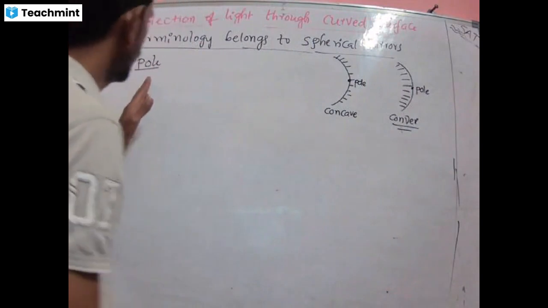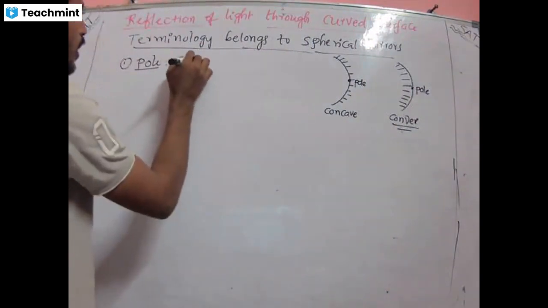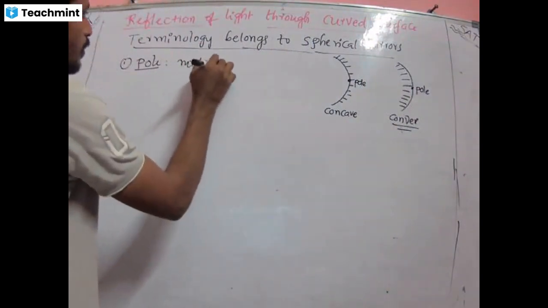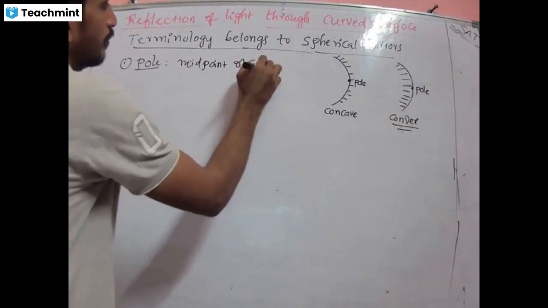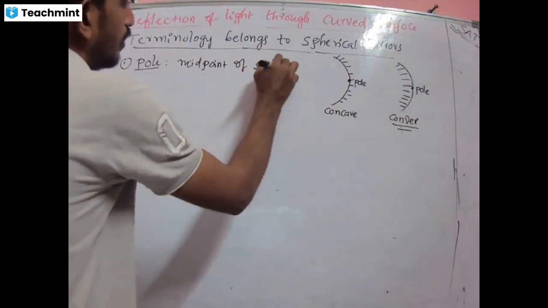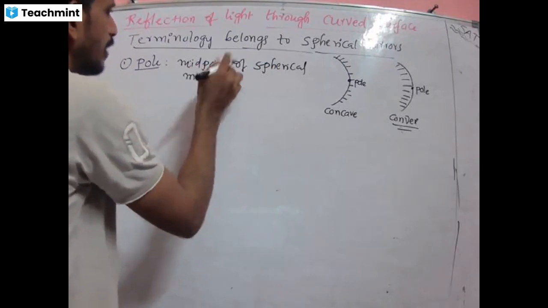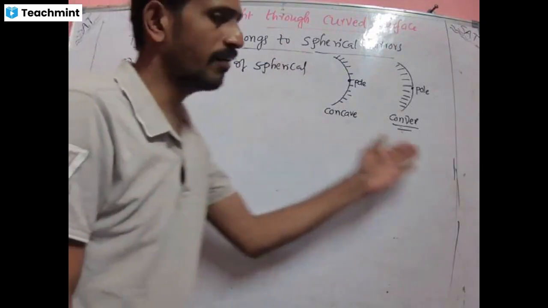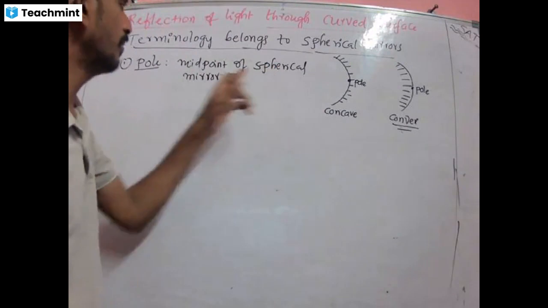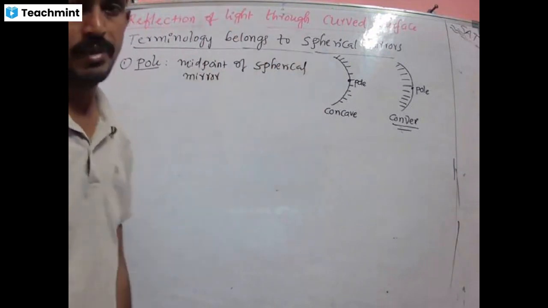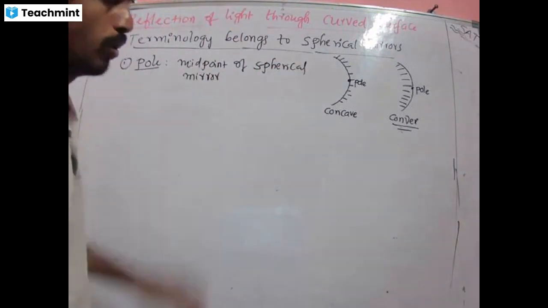What is the pole here? It is the midpoint, the center point, of a spherical mirror. Spherical mirrors may be concave or convex. So the midpoint, the center point of the spherical mirror, is called the pole.